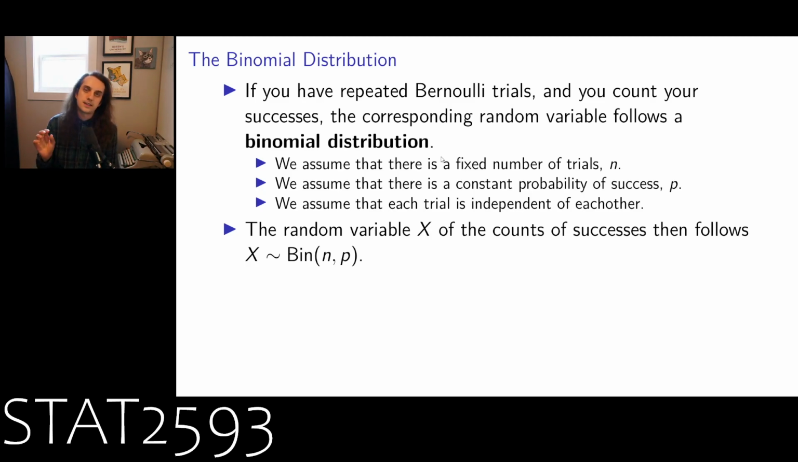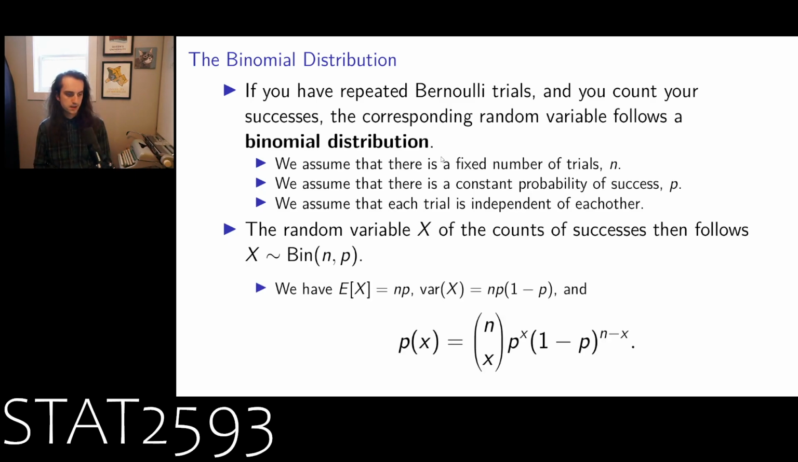So we can think of the random variable X as being the counts of successes, and we write that X follows the Binomial(n, p) distribution. So there are 2 parameters, and any of the random variables that follow one of these distributions where you vary either of the parameters are going to be from the binomial family of distributions.